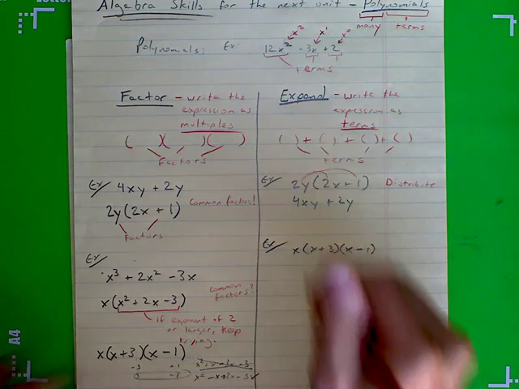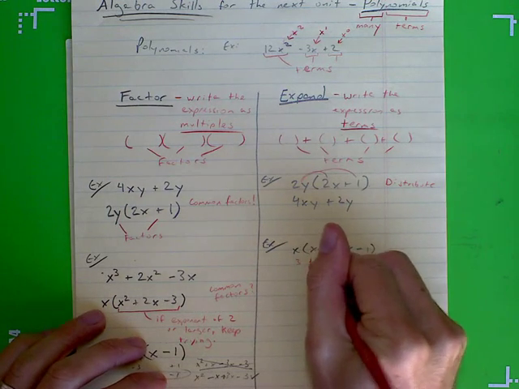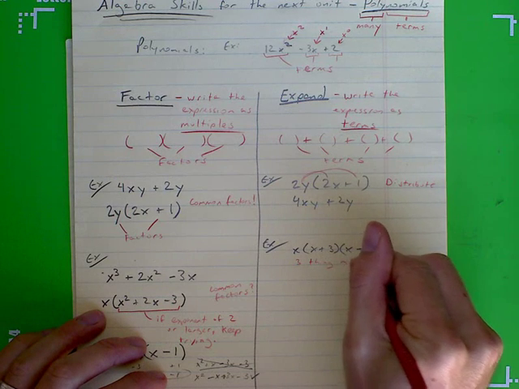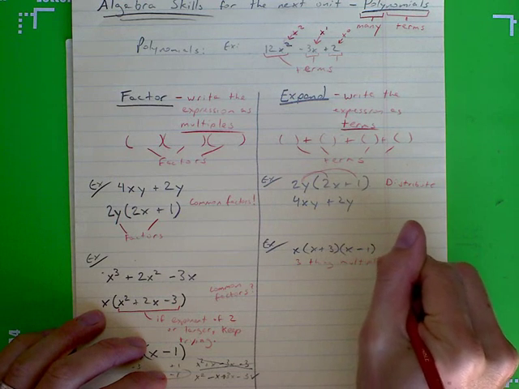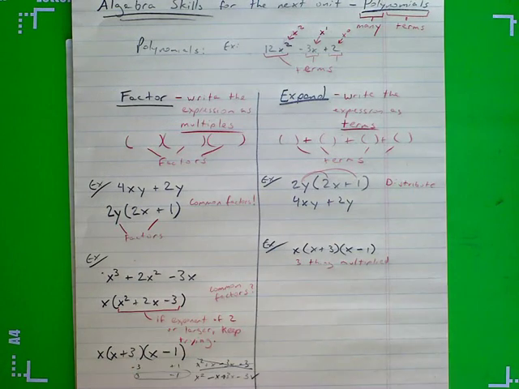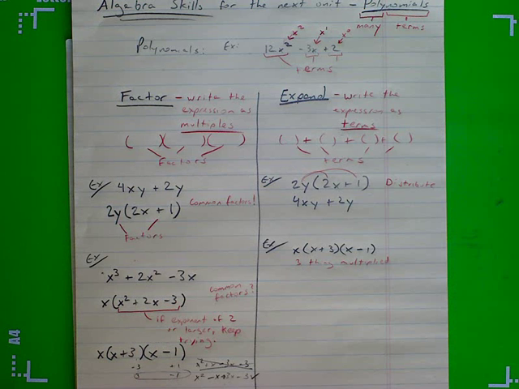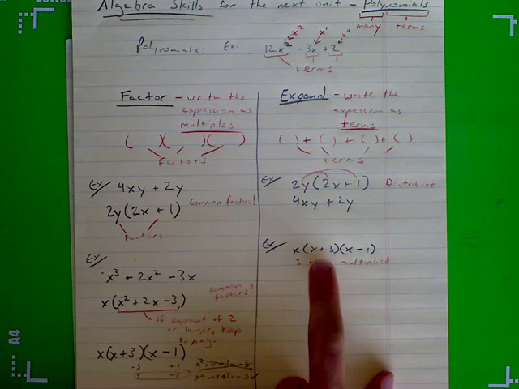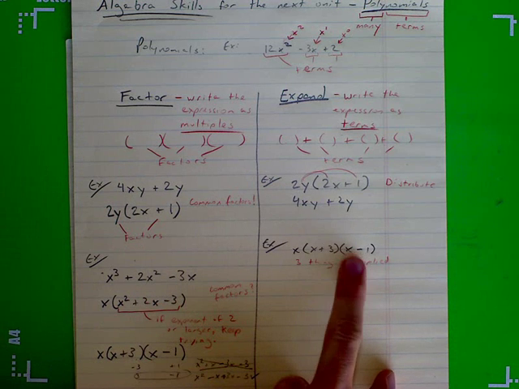So I've got three things multiplied. The order in which I do that doesn't matter. Which two do you want to multiply together first? The two with parentheses right there?